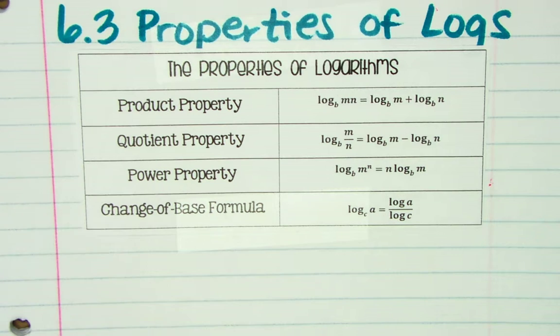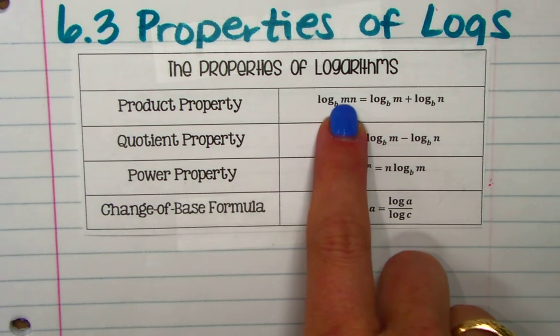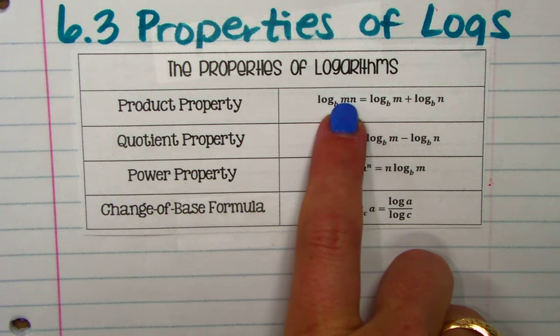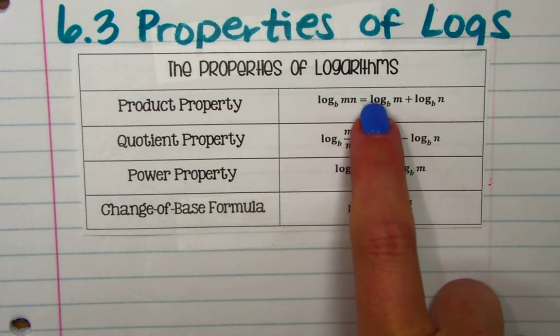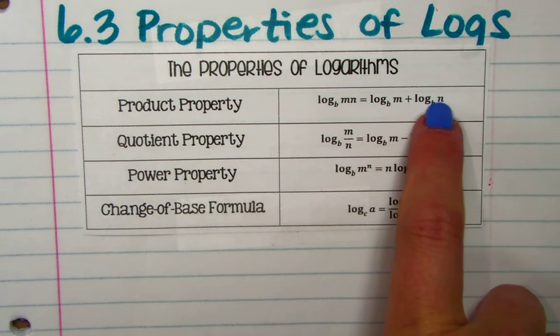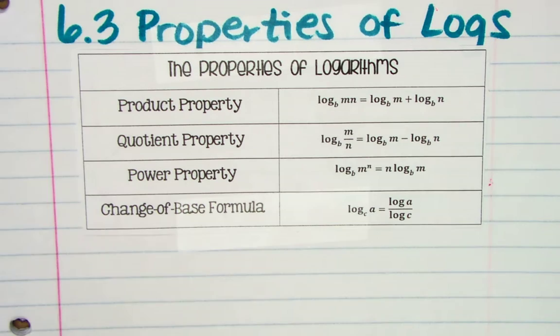All right, first is the product property. Okay, in math, what does product mean? Multiplying, right? If you look here, if it's a log of two things multiplied together, mn, what you do is you add log m plus log n. You're adding, kind of like with exponents, because these are related to exponents.